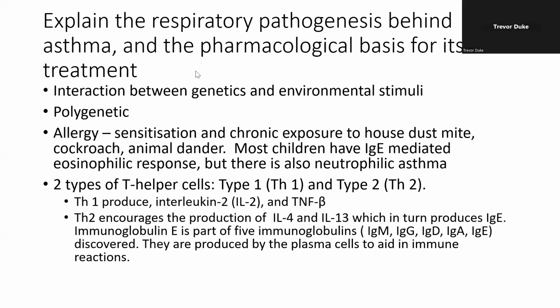So I guess the first thing to say is that, as far as we know these days, it's an interaction between genetics and environmental stimuli that leads to an immunological or allergic reaction within the lung in susceptible individuals. And it's genetic, but it's not Mendelian. There's not a gene that's definitely associated with asthma all the time, but it's polygenetic. There seems to be some genetic susceptibility.